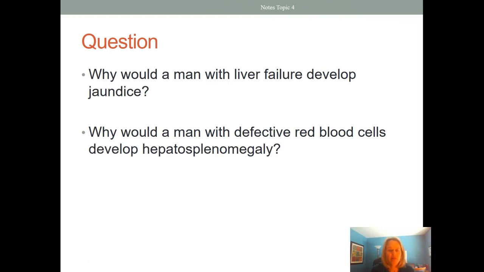Why would a man with liver failure develop jaundice? He would develop jaundice because the liver processes the bilirubin, and even if normal amounts of bilirubin are produced, if the liver is failing, it can't keep up. Why would a man with defective red blood cells develop hepatosplenomegaly? If he has defective red blood cells, that's going to result in excessive hemolysis, and that's going to cause the liver and the spleen to have a bunch of broken down red blood cells that they need to process, and that's going to result in them being swollen.